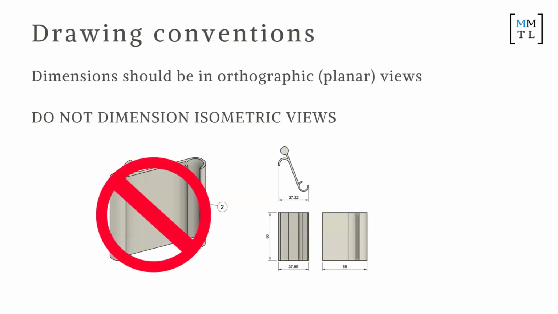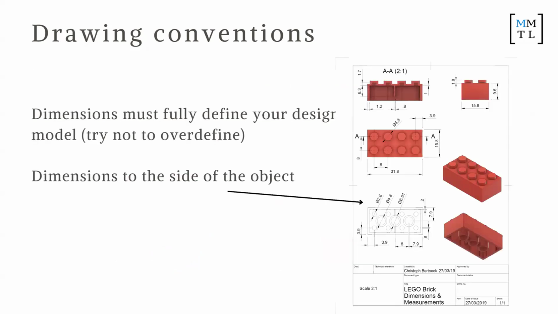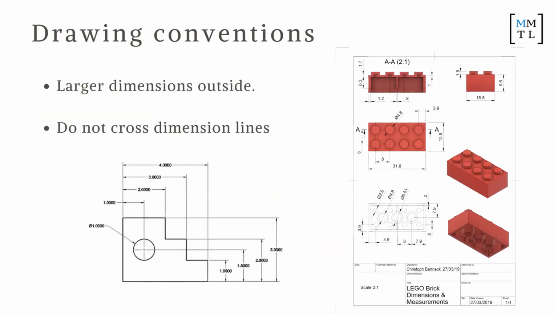Also, it's best practice to not dimension when you're not in orthographic view. So make sure everything is in planar view when you're dimensioning your products. And also try and keep all the dimensions simple and clear, and don't over dimension your design. Dimensions are off to the side of your object, and larger dimensions should be on the outside of smaller ones, just so it's easier to read.